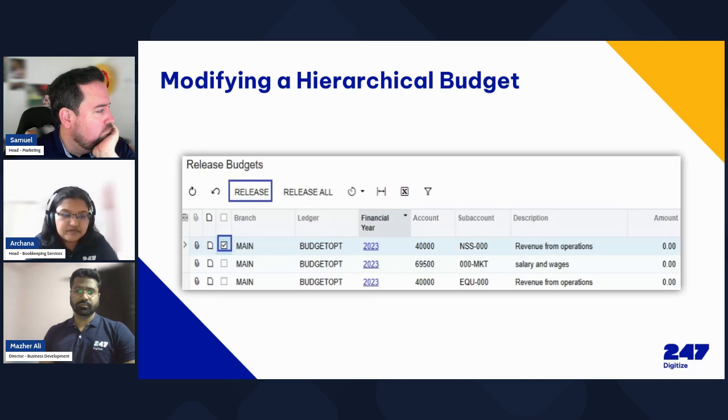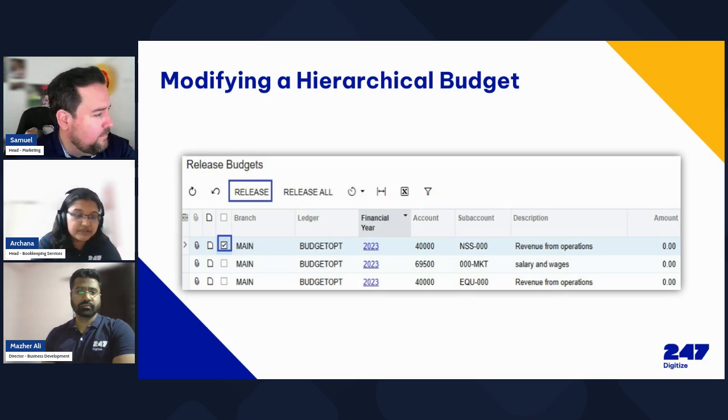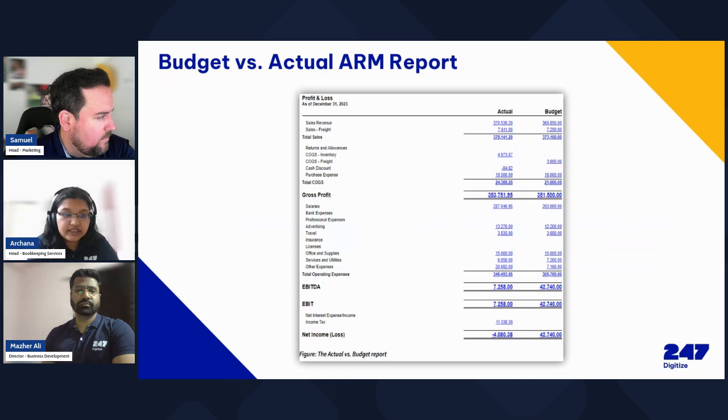You can view the list of budget articles that have been created for a particular branch or company for a specific year on the GL budget edit form. The report shows the current amount and the distributed amount of each budget article and their released amounts if an article has been released. We will now look at preparing and running a budget versus actual ARM report.